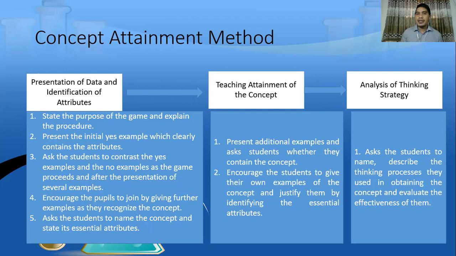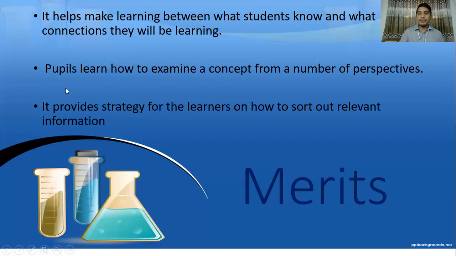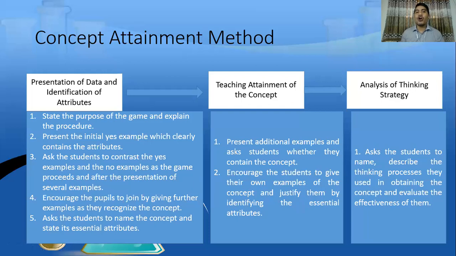In the concept attainment method, these are the series of actions that we need to follow in order to achieve our learning target. It is categorized into 3. The first one is the presentation of data and identification of the attributes. When we work on presentation of data and identification of attributes, these are the steps that we're going to follow. One is to state the purpose of the game and explain the procedure.